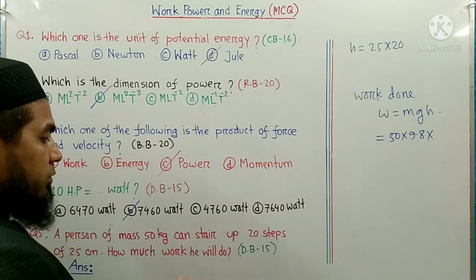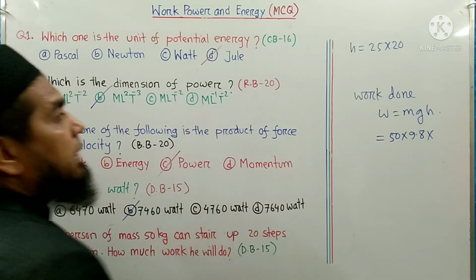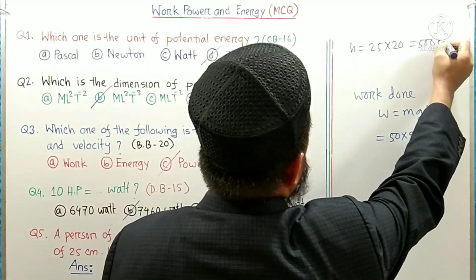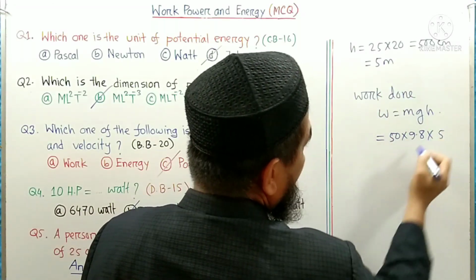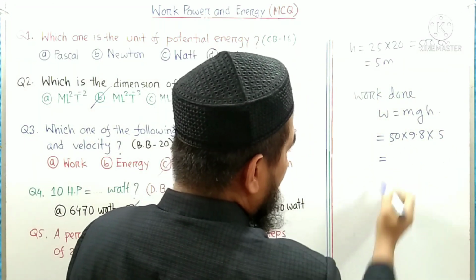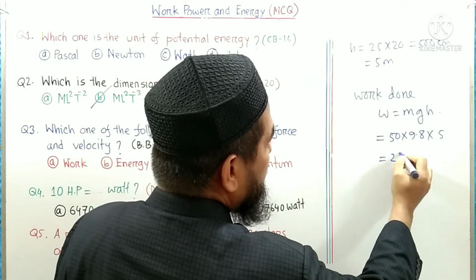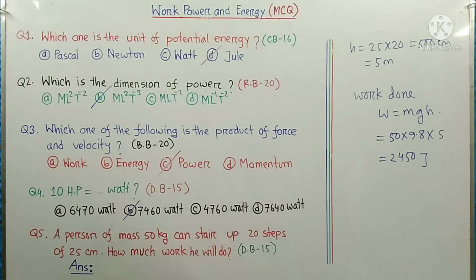20 steps, and each step is 25 centimeter, so it will be 500 centimeter, it will be 5 meter. So h will be 5 meter. So after calculation, we can write 245 joule. So our result will be 245 joule. This is our answer.